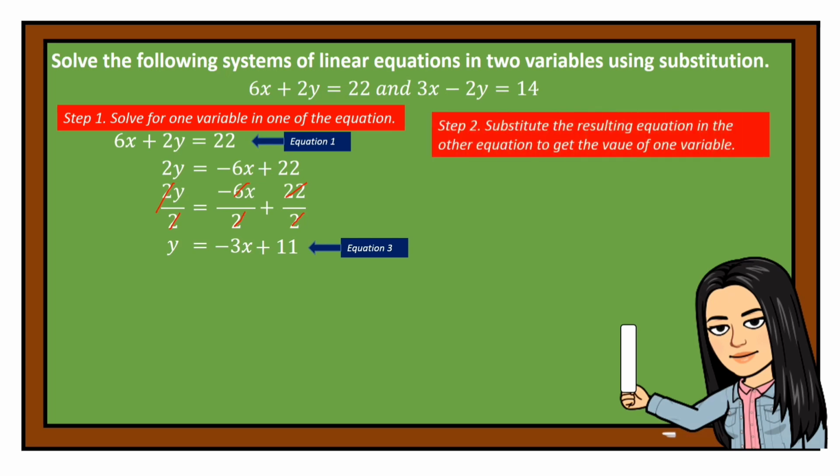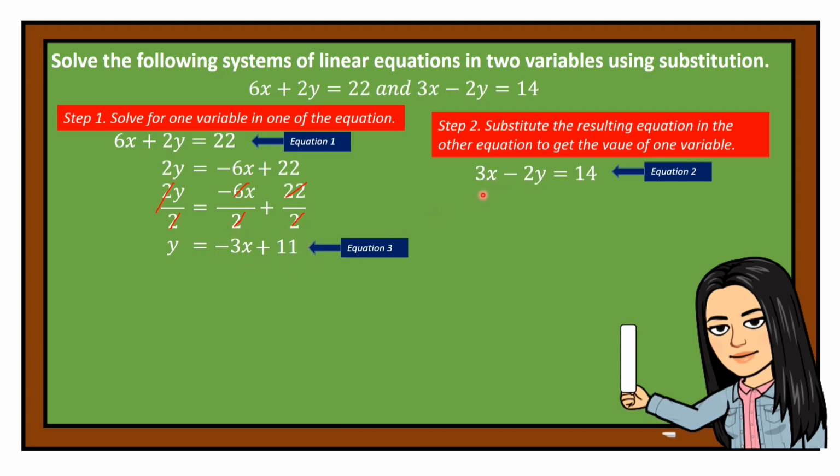Next step, step 2. Let us substitute the resulting equation in the other equation to get the value of one variable. So, paano natin gagawin yan? Since ginamit na natin yung equation 1 dito sa step 1, ang gagamitin natin sa step 2 ay ang equation 2. So, ang equation 2 natin ay 3x minus 2y equals 14. So, i-substitute natin yung nakuha nating value ng y, and that is negative 3x plus 11.